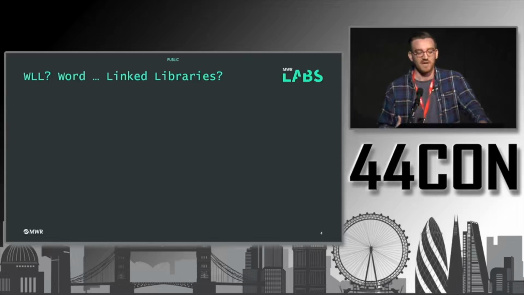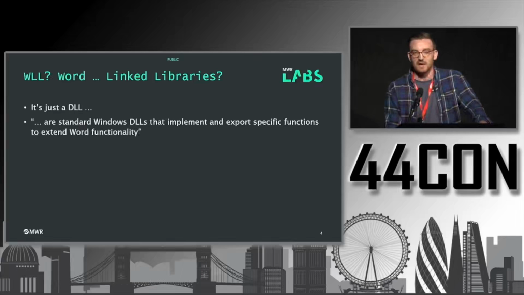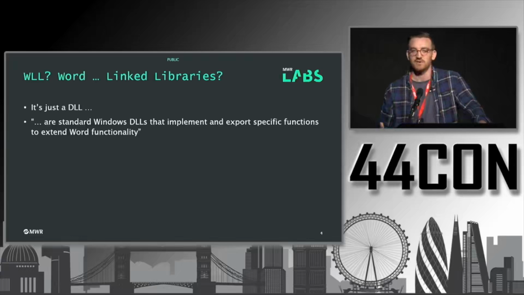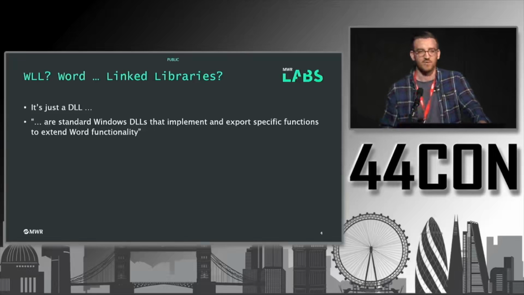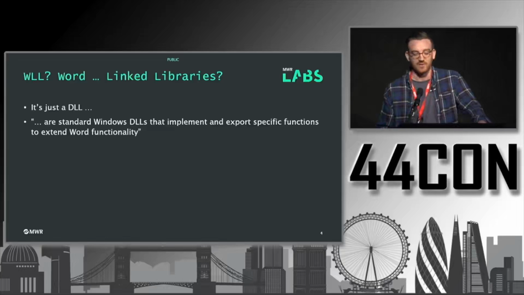There isn't really much information on what WLLs are within Word itself, and indeed online there's not a lot of documentation about WLL add-ins. MSDN, however, of course, as always, has the answer, and that's that they're just a DLL which exports particular functions that allow you to extend what Microsoft Word is capable of doing. Now, what are these functions? What are their names? What arguments do they take? When doing this research, I had no idea, and to be honest with you, even now, I have absolutely no idea what those functions are.